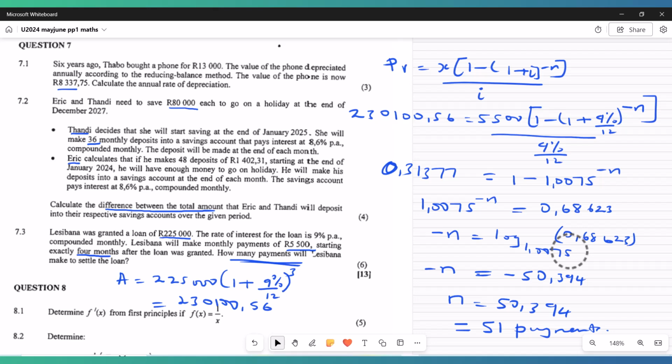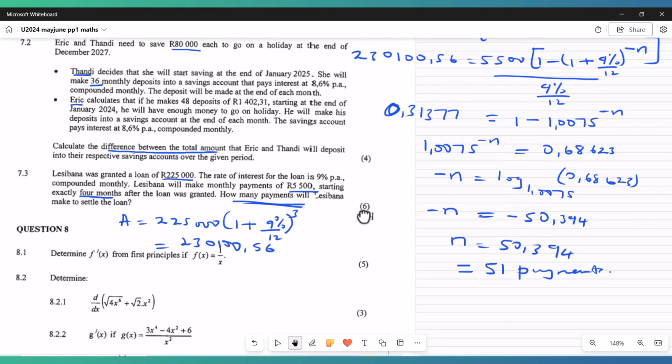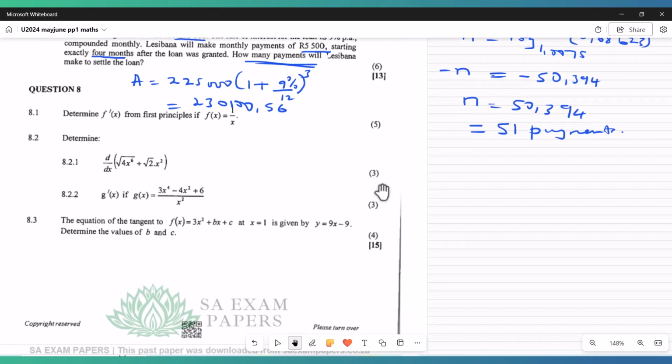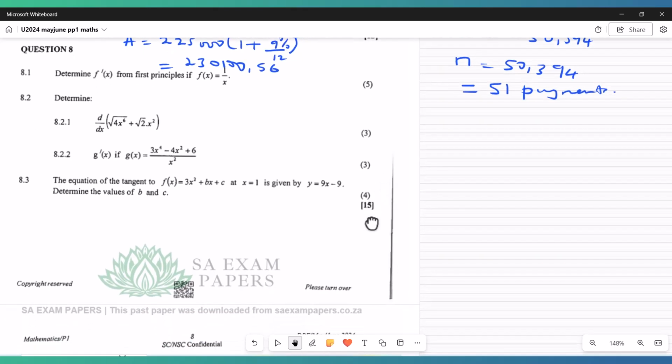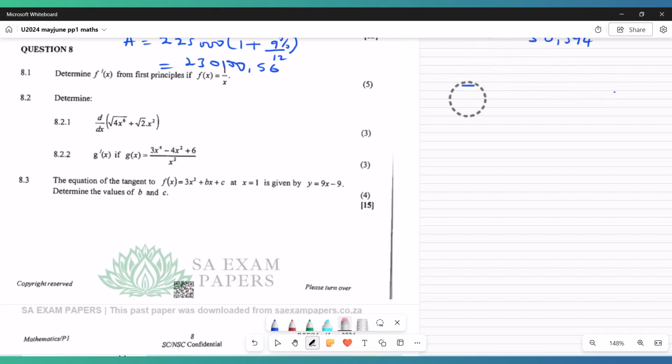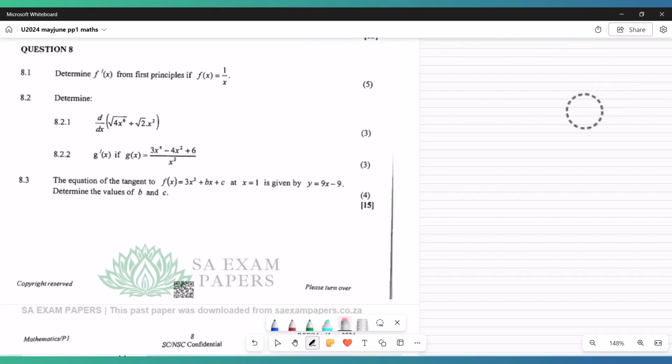Let's proceed. Next question. Question 8. Using first principles, differentiate f(x) equals 1 over x. What do we do here? When using first principles, we use the formula. And we only use first principles if the question says so. If they don't say so, please don't use it, it wastes your time.